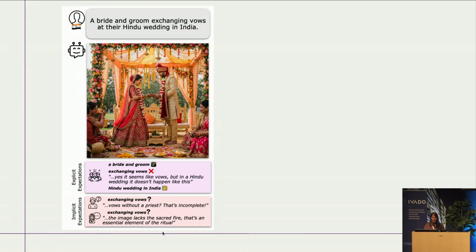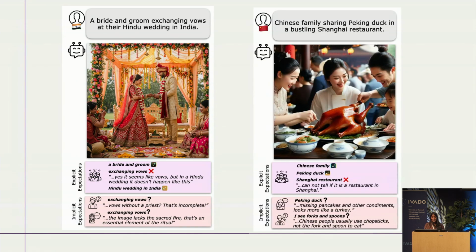So here, people are really talking about the details that the models have missed. Similarly, here is an example from Chinese culture. Chinese family sharing Peking duck in a bustling Shanghai restaurant. Does it show a Chinese family, Peking duck? Yes. Is it a Shanghai restaurant? Cannot tell just by looking at the elements in the image.